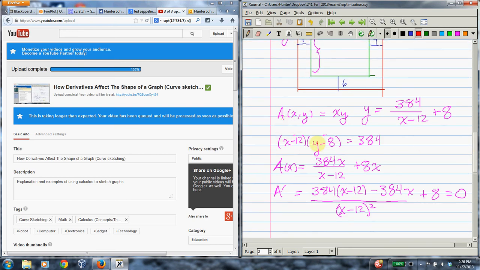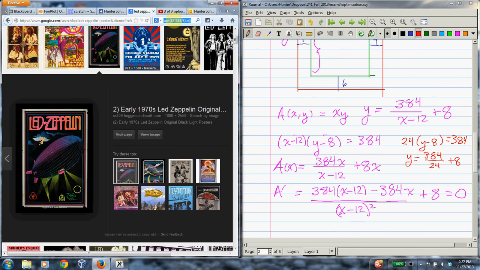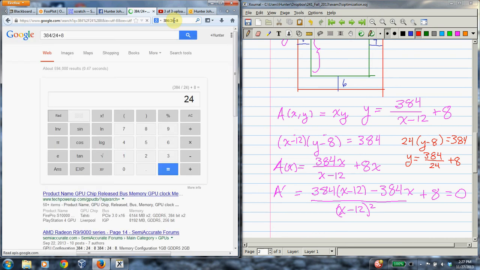because of this relationship. So what's got to be true is 36 minus 12 is 24 times y minus 8 is equal to 384. And so y is equal to 384 over 24 plus 8. And please, Internet, tell us what that is. 384 divided by 24 plus 8. 24, so y is also 24.